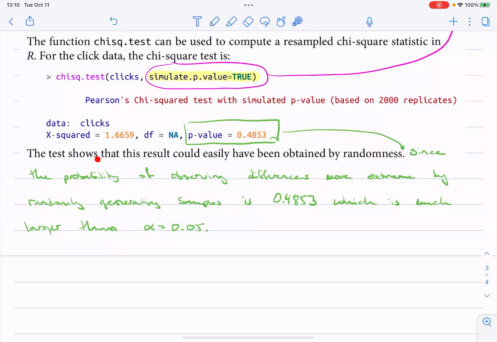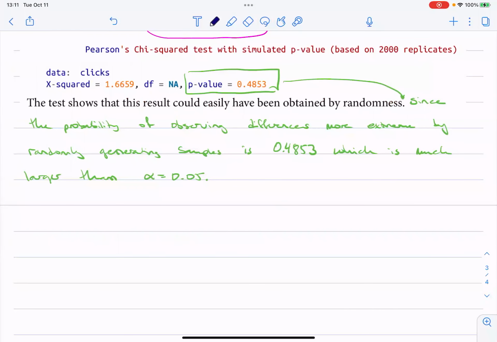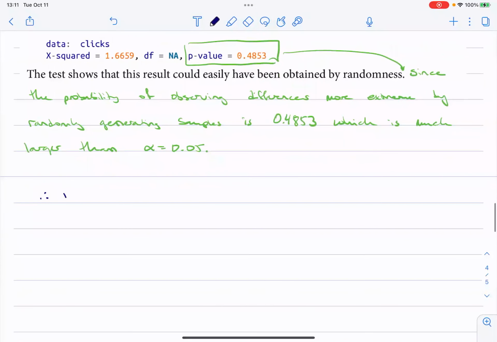So that's why they're saying that this test shows that these could have easily been obtained just by random chance alone, right? Which means what? It means that the headlines are independent, right? The success of the headlines or the number of clicks that you get is independent of the headlines. So really what we're saying here is, therefore, the number of clicks is independent of the headline, right? Headline A, B, or C.